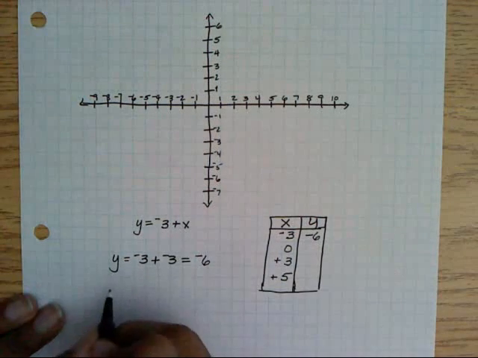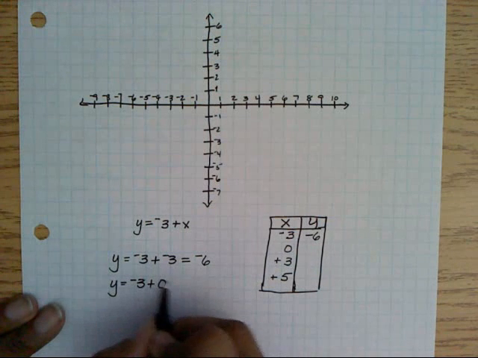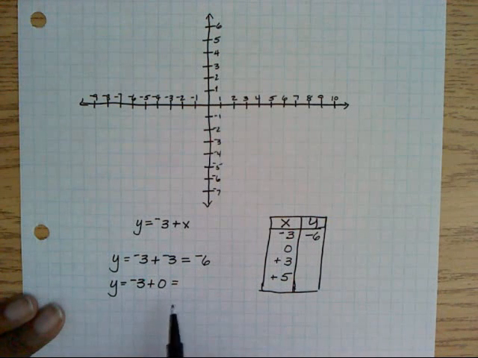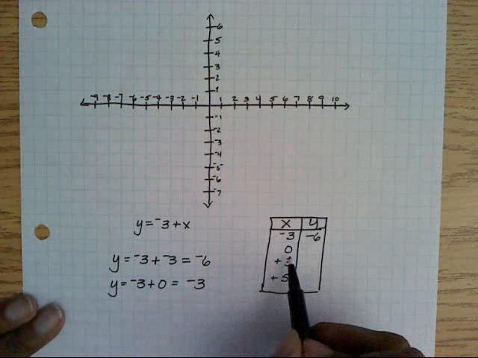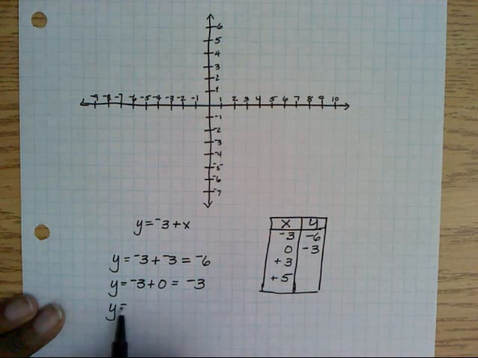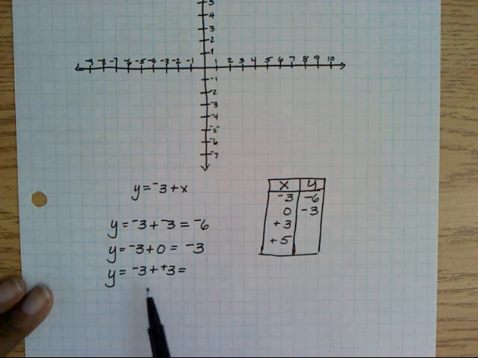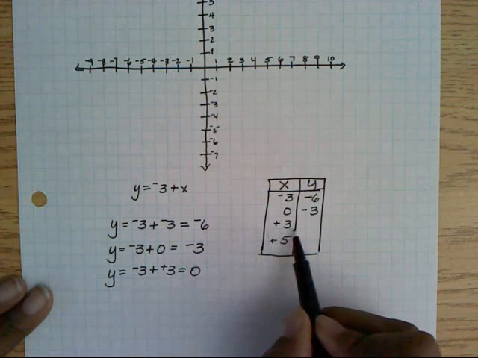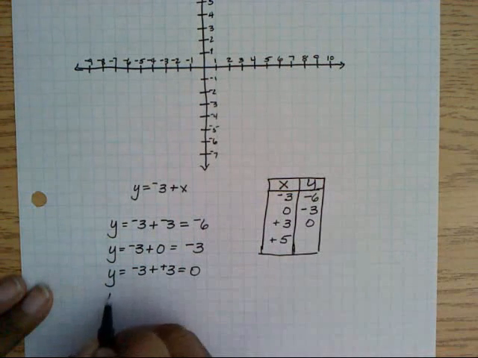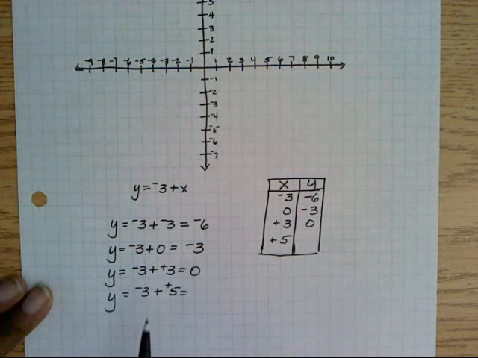So our first problem is going to be y equals negative 3 plus negative 3. So the rule for adding integers with like signs is to add the numbers and keep the sign. So when x equals negative 3, then y equals what? Negative 6.